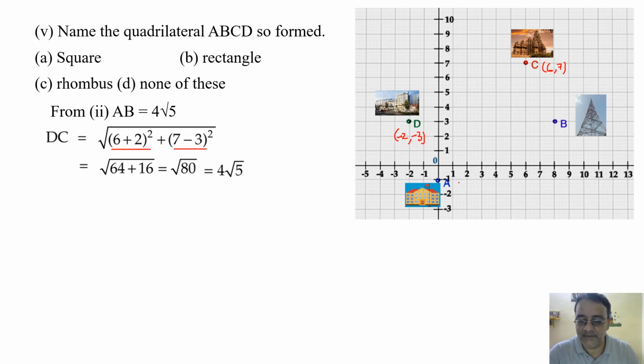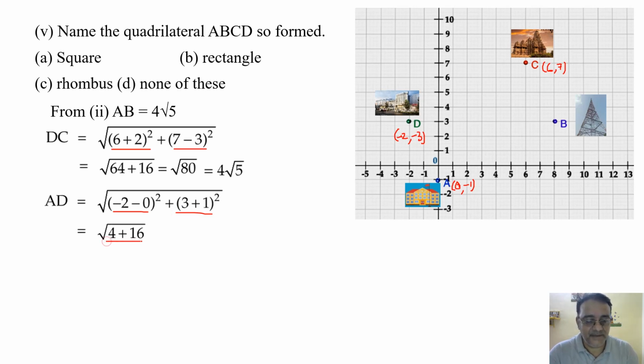BC भी निकालना है, BC इसके बाद निकाल लेते हैं. 0 0 minus 1. So -2 -0 whole square -3 plus 1 whole square. So this is 4 and this is 16. 4 plus 16 is 20 and root 20 is 2 root 5. So we got AD is equals to 2 root 5.